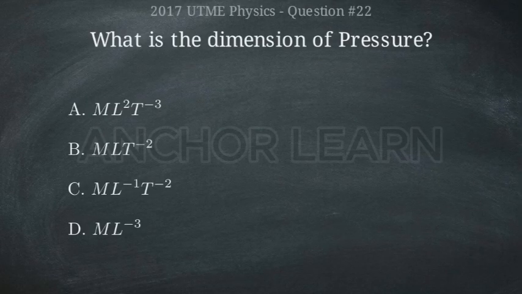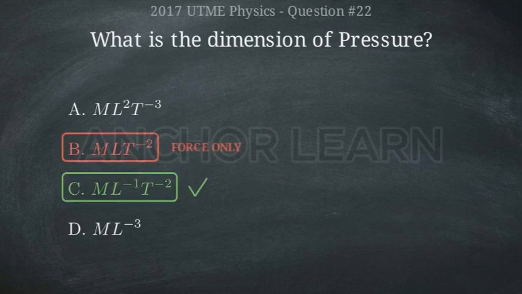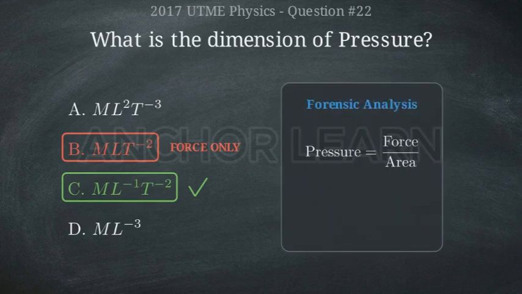Comparing our result to the exam paper, we can select option C. Note option B, MLT minus 2, is the dimension for force. Examiners include this to catch students who find the numerator but forget to divide by area.